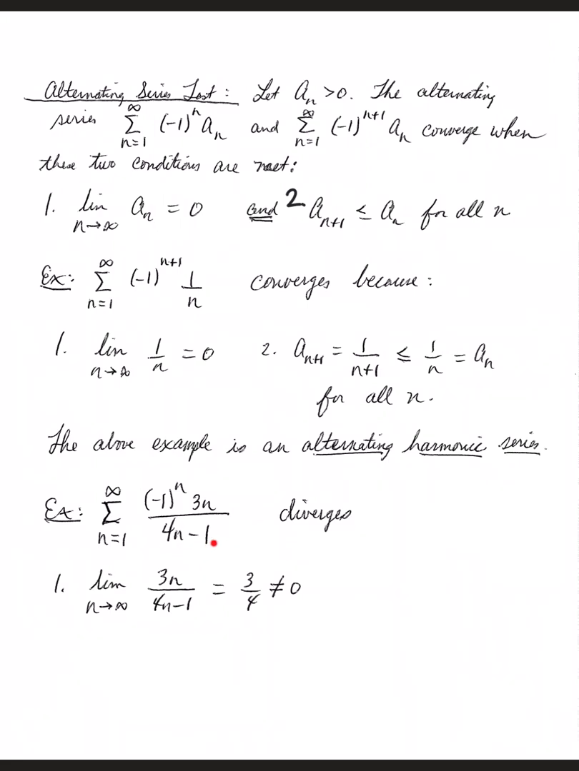3n over 4n minus 1 is your a sub n term. As n goes to infinity, that a sub n term has a limit of 3/4, not 0. You don't even have to check the second part. If you fail the first, you don't have to check the second. So this is a divergent series.